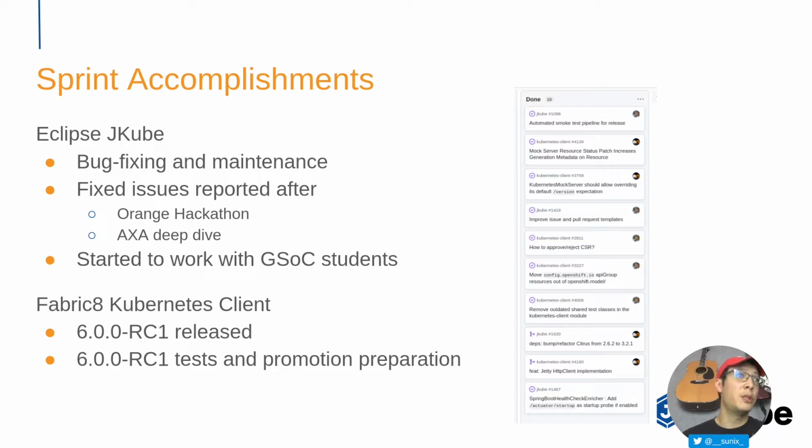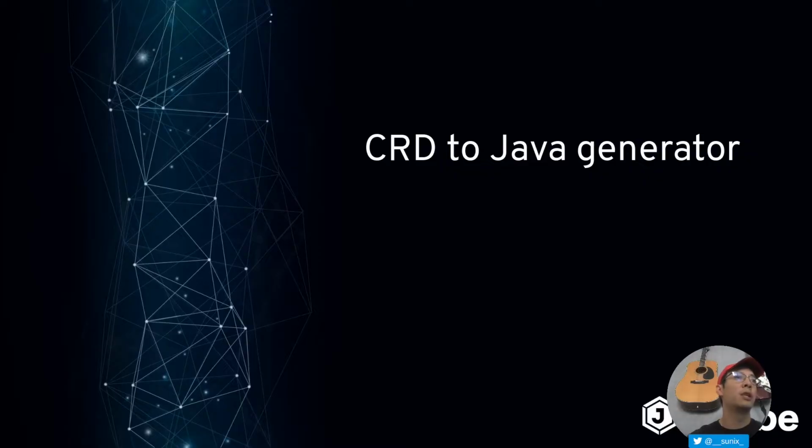And today's demo, I will showcase one of the new Fabric8 Kubernetes client features, which is the CRD to Java generator. It should be part of one of our blog posts for the release, so your feedback is very welcome. So this generator takes existing CRDs and creates the Java code so users can interact with them in Java.